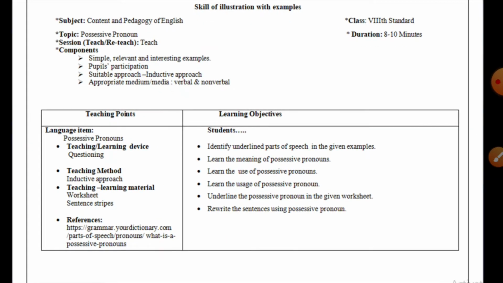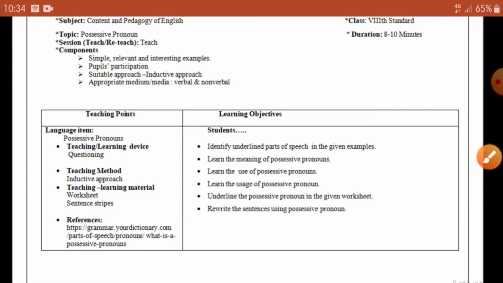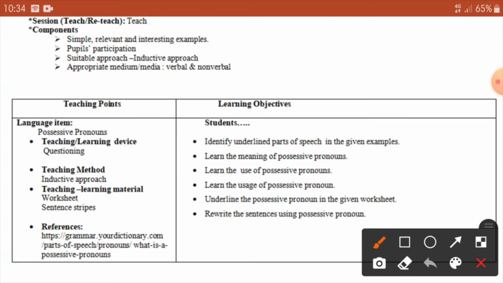As you see here, the skill of illustration with example is presented at the top. Then I have mentioned the subject, content and pedagogy of English, and the topic is the possessive pronoun. The session is teach session only. Then the components are simple and relevant. If you see here, simple, relevant and interesting examples. Then the next one is the pupils' participation.